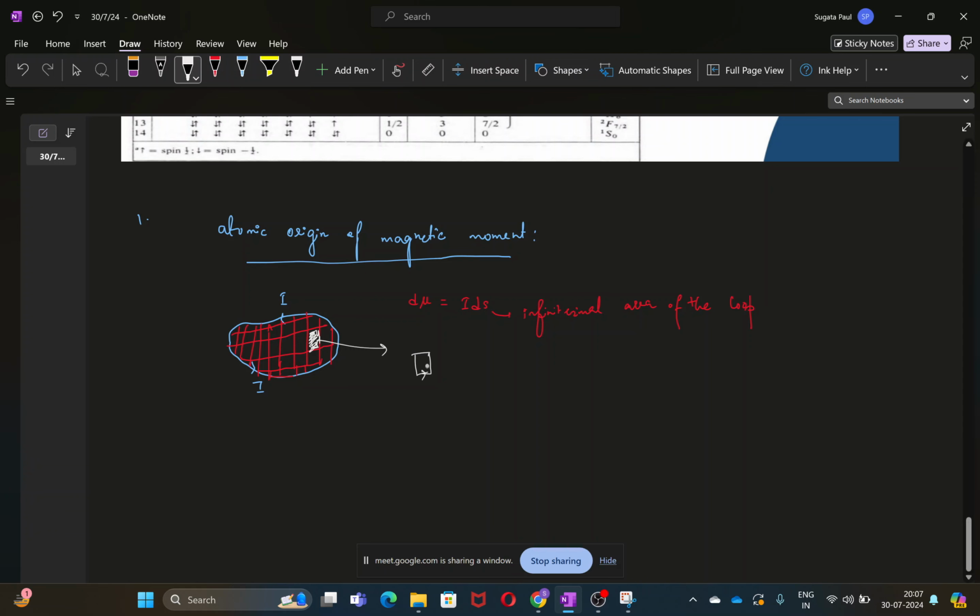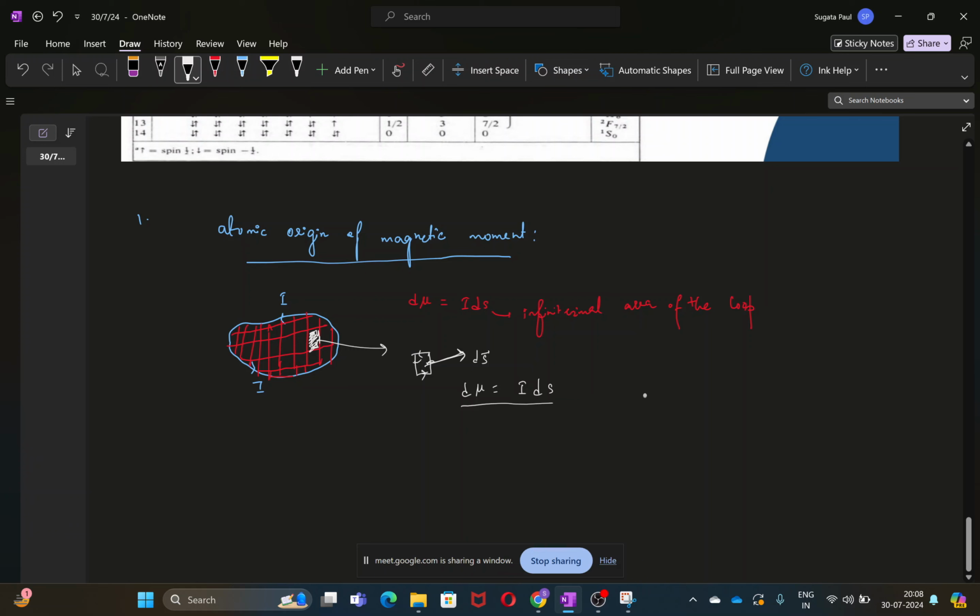This loop will also have a similar current boundary around it, and it has an area element vector that is perpendicular to the loop in this arrow direction, and it has some current effectively coming from the loop current I. So what will be the magnetic moment associated with this infinitesimal portion of the current loop? That is defined as dμ, which is nothing but current times the area.